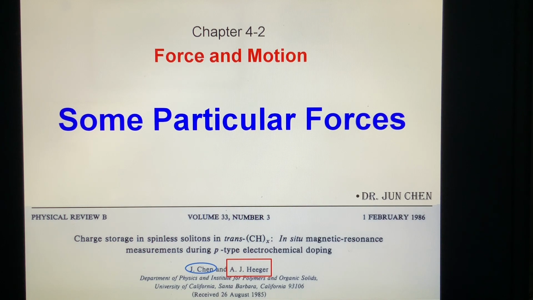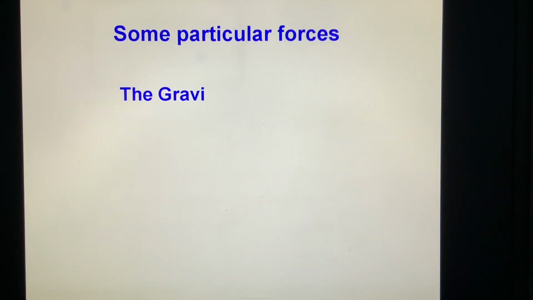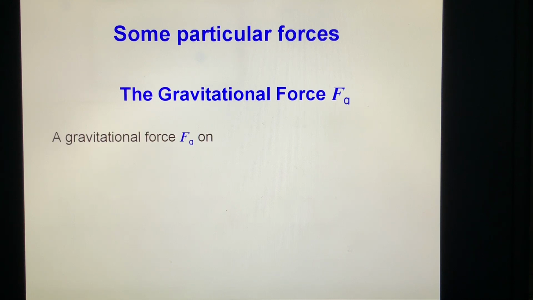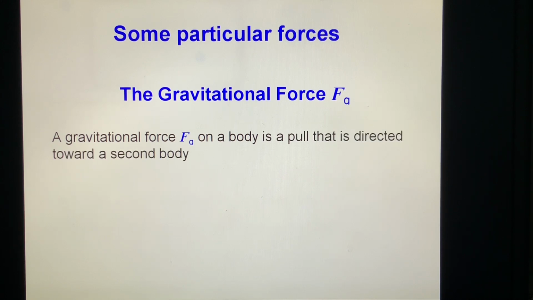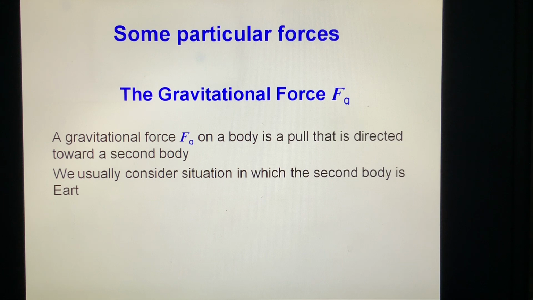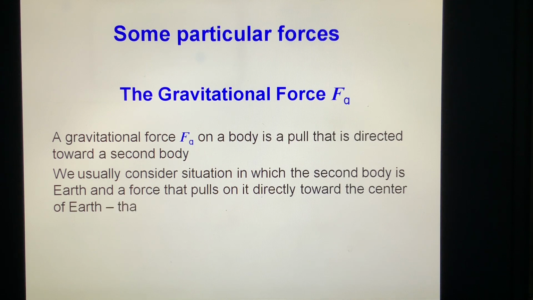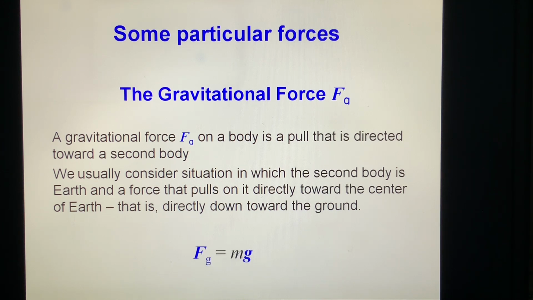Some particular forces. The gravitational force F_g. A gravitational force F_g on a body is a pull that is directed towards a second body. We usually consider situations in which the second body is Earth, and the force pulls on the body directly toward the center of Earth, that is, directly down towards the ground. F_g equals m g, where g is always towards the center of Earth.